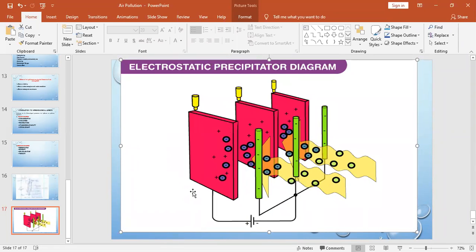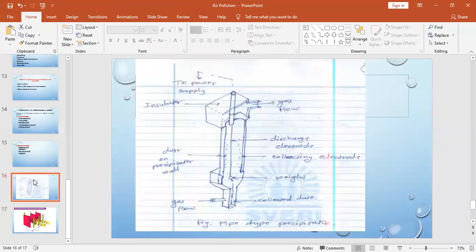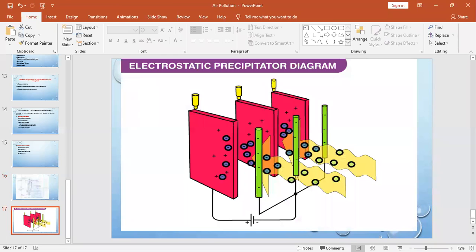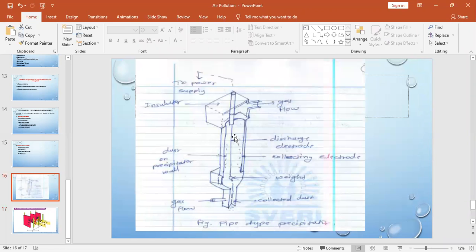This type of electrostatic precipitator, we can say these are the plate type of electrode, and this is a tube type of electrostatic precipitator. This is a plate type of electrostatic precipitator. Plates of positively charged and negatively charged electrodes can be arranged, and that is known as the plate type of electrostatic precipitator. Whereas a wire can be used as a discharge electrode, and the inner surface of that tube can be used as a collecting electrode, which is known as the tube type of electrostatic precipitator.